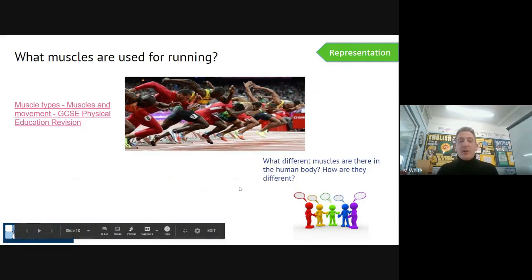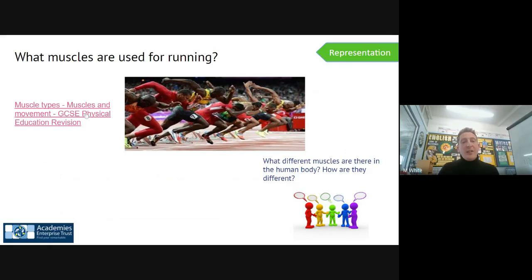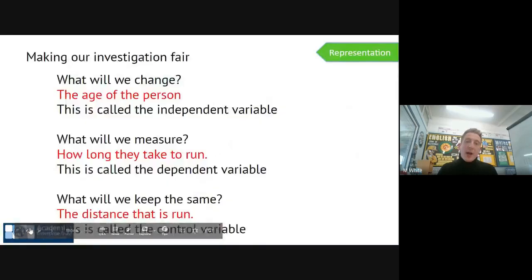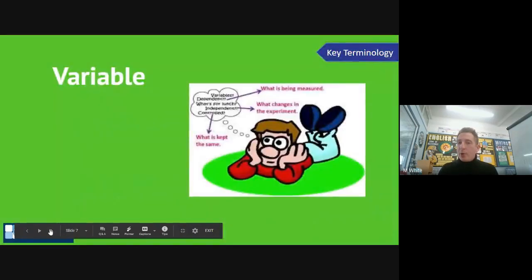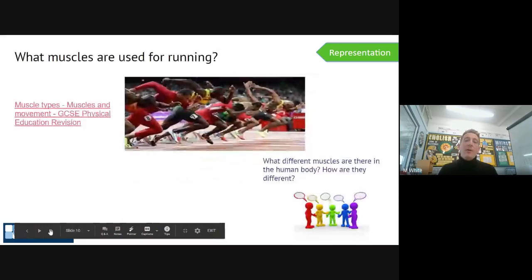But what this page is asking you to do is to find out about the different muscles that human bodies use when they're running. And again, this is a GCSE link, so it is quite a tricky link to have a look at. But it is really important that we understand, obviously, what muscles we use. And that will help us when we're thinking about our concept cartoon, which was this slide here. So Mr. Clark talks about muscle fibers. So you might find out that that is actually what is important when we think about running. Okay.